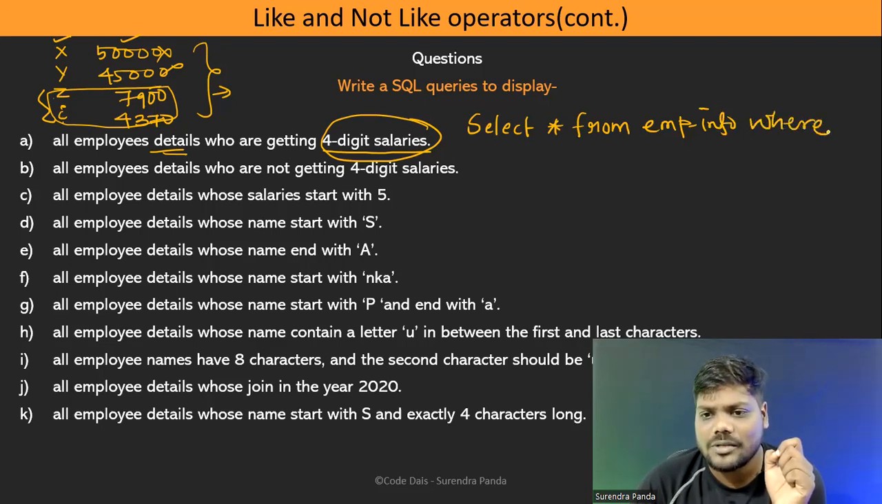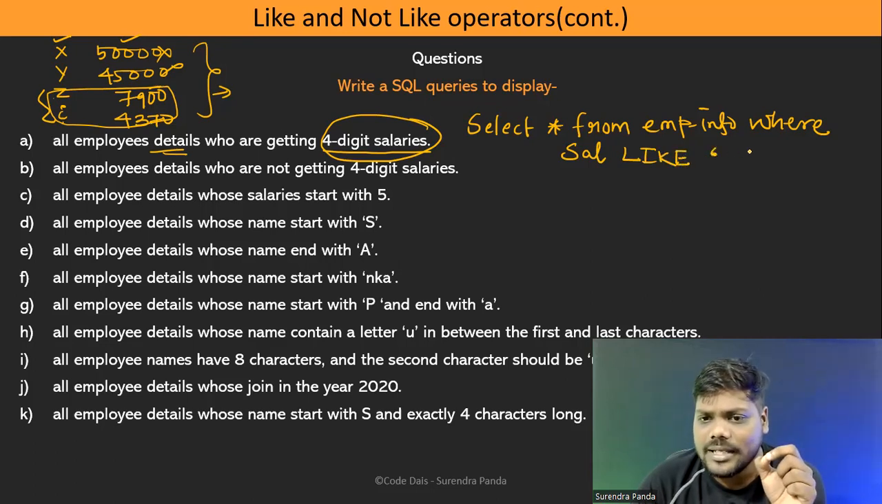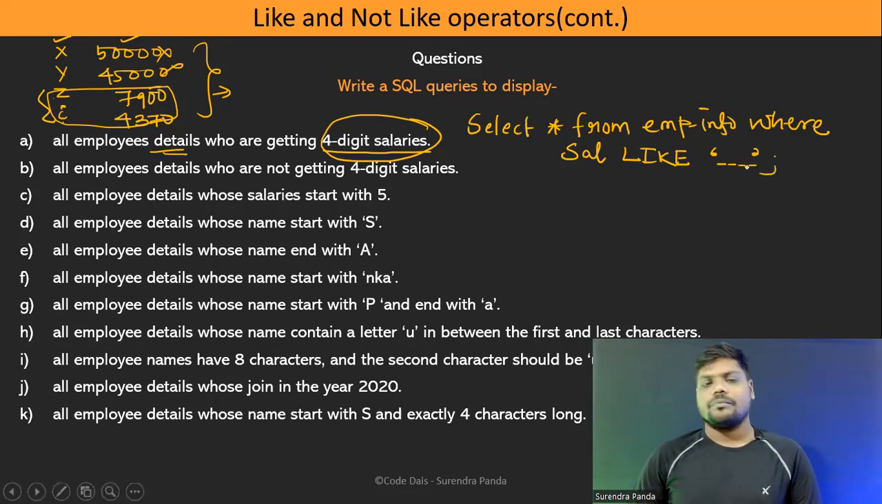where, we will use the where clause, where salary is like, we have to write within quotes, exactly 4 digits. So exactly 4 digits means we have to write 4 underscores. That's it. Is it clear?